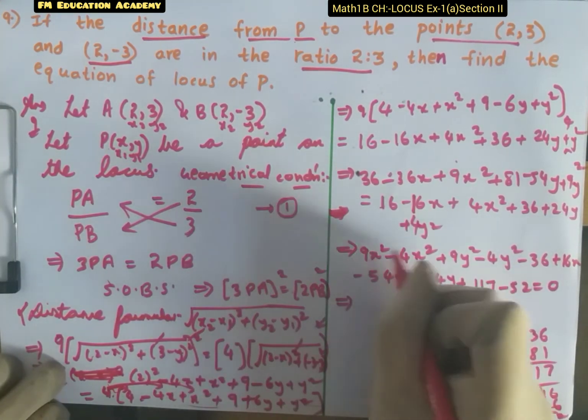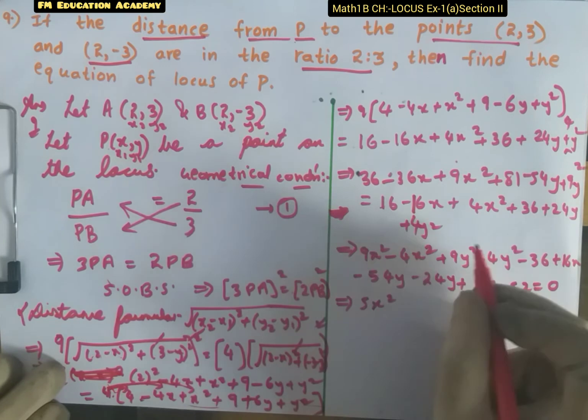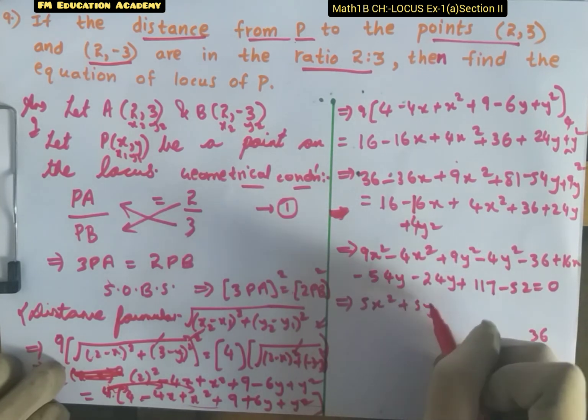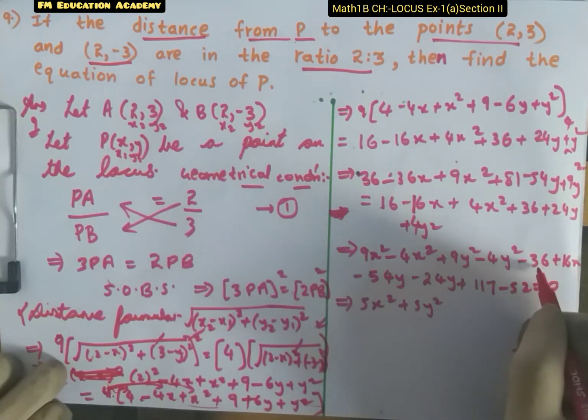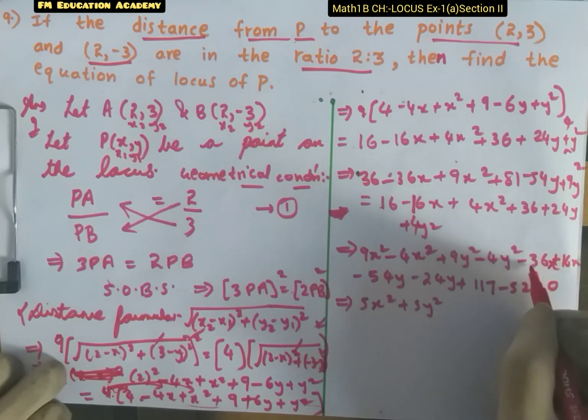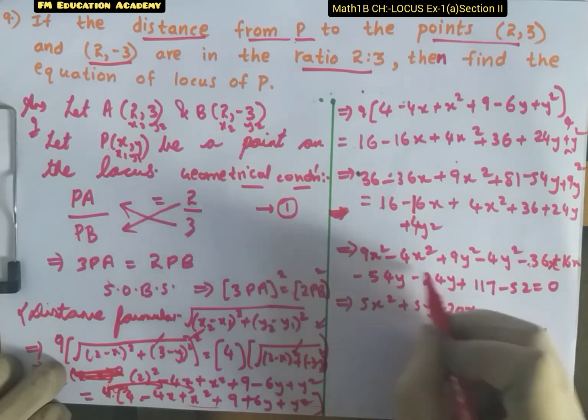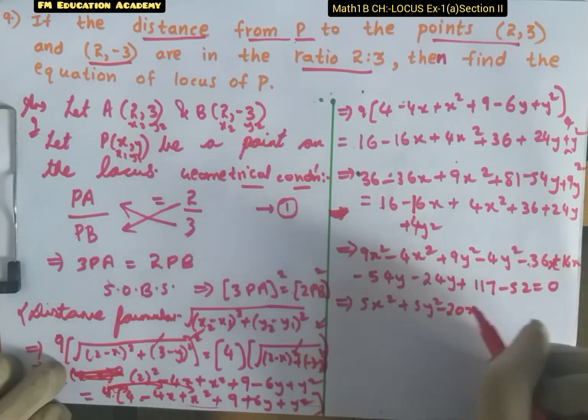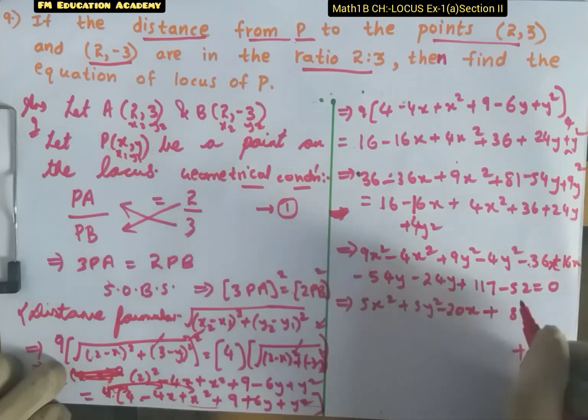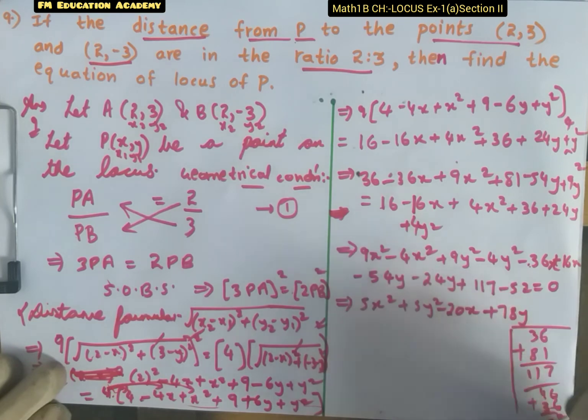So we have 9 minus 4 is 5x square plus 9 minus 4 is 5y square minus 36x plus 16x. One is minus, one is plus, so subtract. 36 minus 16 is 20x. Minus, both are minus, add 54 plus 24. 4 plus 4 is 8 and 5 plus 2 is 7. So 78y. What about constants? Plus 117 and minus 52. Subtract these.